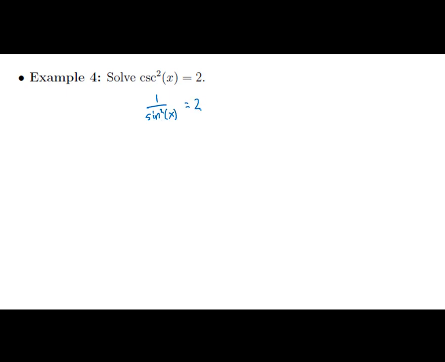is equal to 2. And then this looks a lot like what happened in the last example, right? So I can take the reciprocal of both sides and say that the sine squared of x is equal to 1/2.